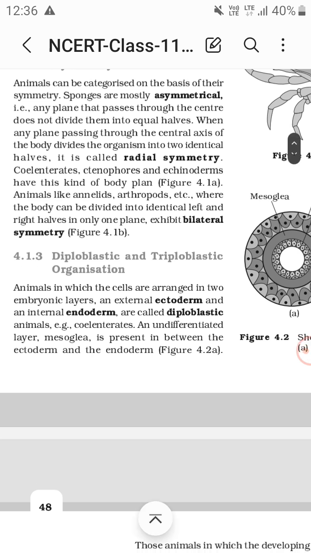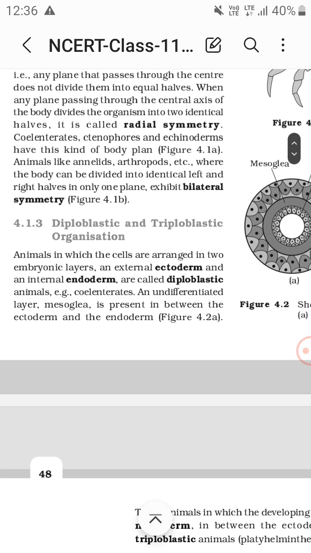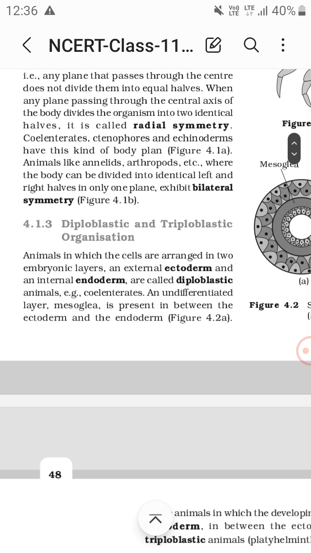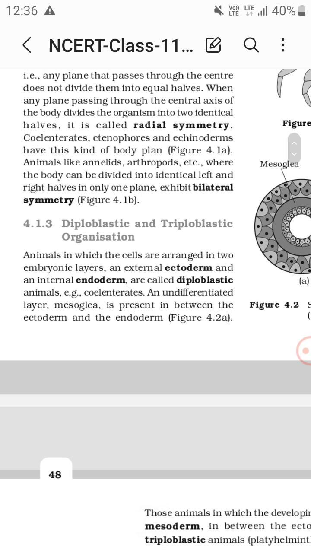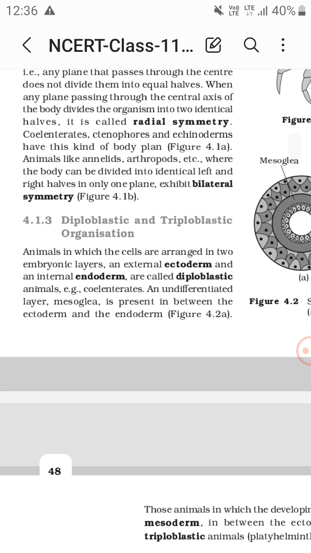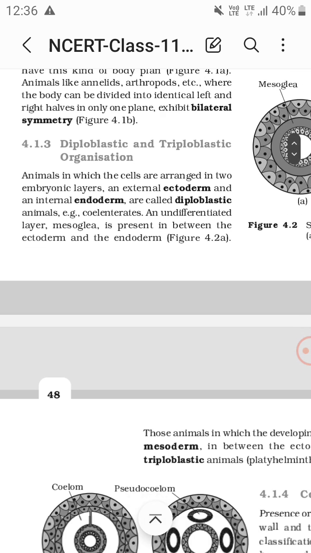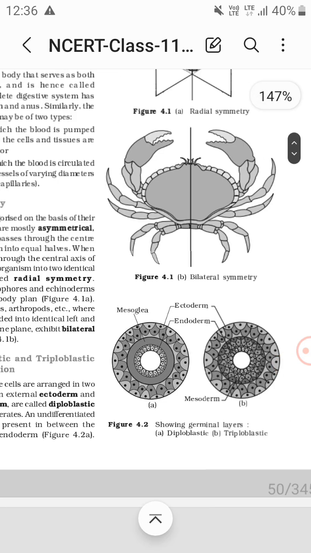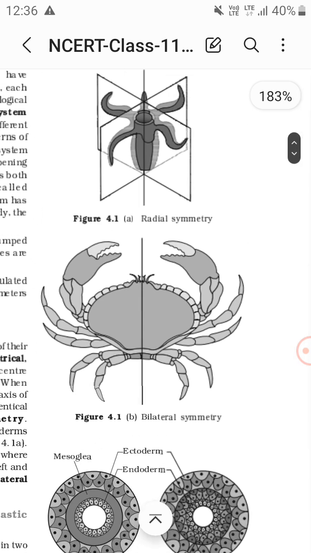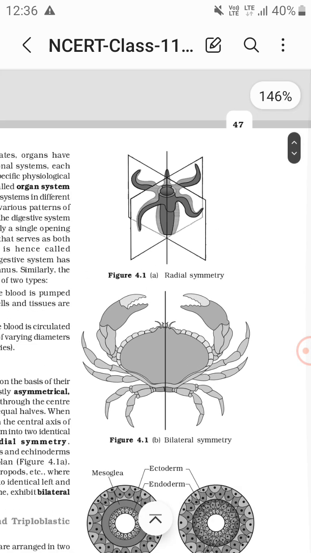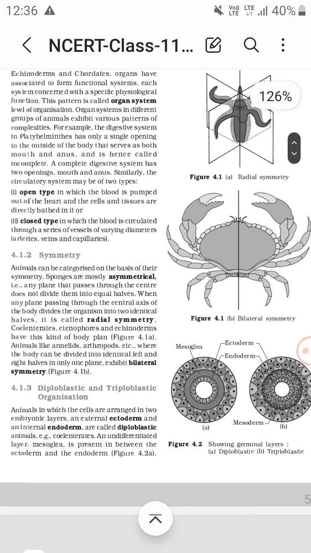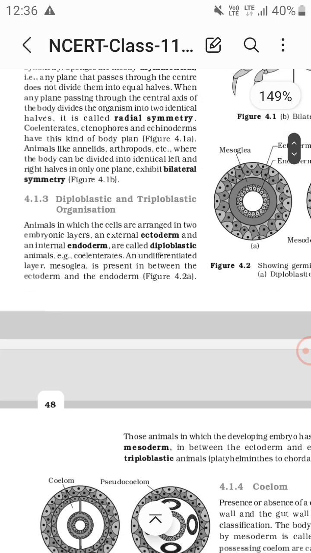Coelenterata, Ctenophora and Echinodermata show radial symmetry. Bilateral symmetry is present in animals like annelids, arthropods and others, where the body can be divided into identical left and right halves in only one plane. That is bilateral symmetry. See in the diagram: the second one is bilateral symmetry, into two equal right and left halves, and in radial symmetry any plane goes into two equal halves.